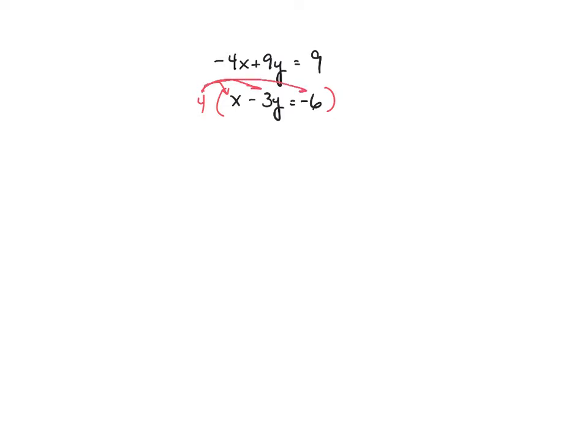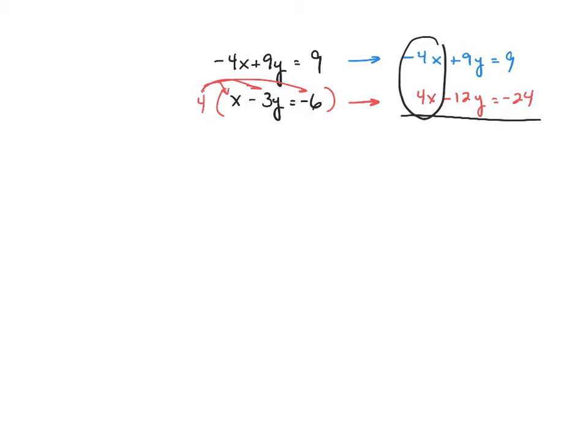So here's the top equation. Let's put that in blue. Negative 4x plus 9y equals 9. Here's the bottom equation, distributing that 4. 4 times x, 4 times negative 3, and 4 times negative 6. And now we'll add those two equations together.